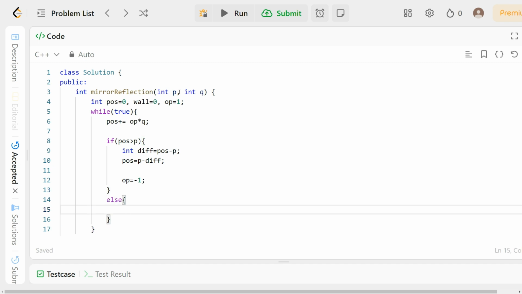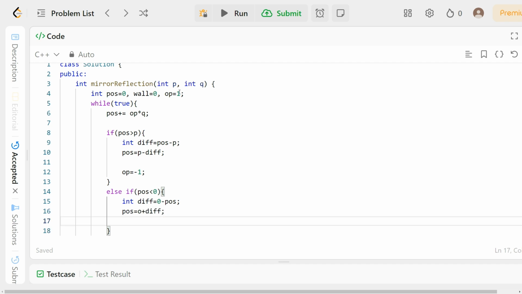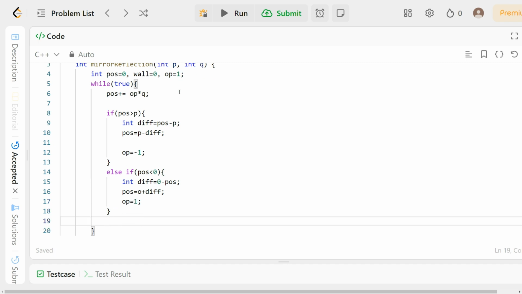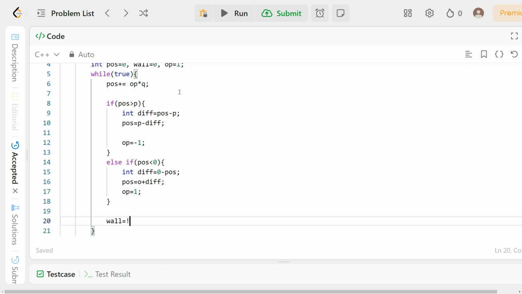Second thing, else if my position is less than 0, right? That means I was going down and I went past the lower bound. So again, difference equals to 0 minus pos now. Now my position gets replaced to 0 plus difference. And now OP changes to 1. In both the operations, my wall will get negated, right? I don't care about them.